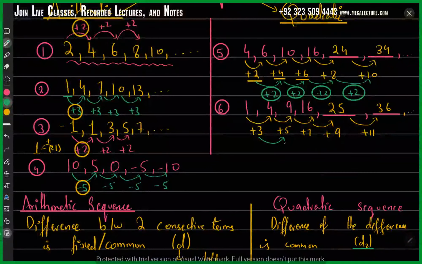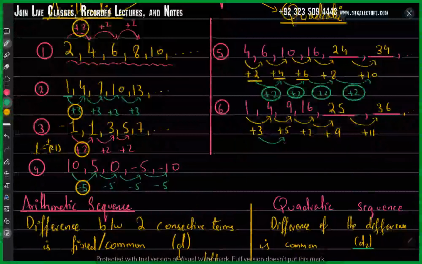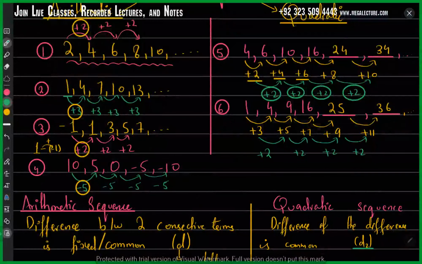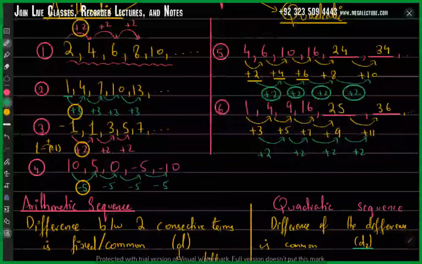Ma'am, in quadratic sequences, will the difference of the difference always be 2, or can the value change? Obviously, yes, that's a very good question. The value is going to be different. It could be 2, it could be 3, it could be 5. That is going to be different, right? Yes, very good question. Anyone else?